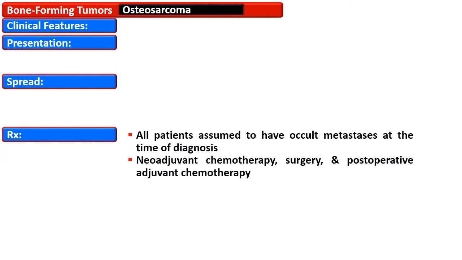Treatment for the osteosarcoma: it is presumed that all patients at the time of diagnosis have occult metastasis. Neoadjuvant therapy is given. This is the therapy which is given before the main treatment, and it helps to reduce the size of the tumor and debulk the cancer that has spread. In addition to the neoadjuvant therapy, there is limb sparing surgery, and post-operative chemotherapy is also given to treat the osteosarcoma.